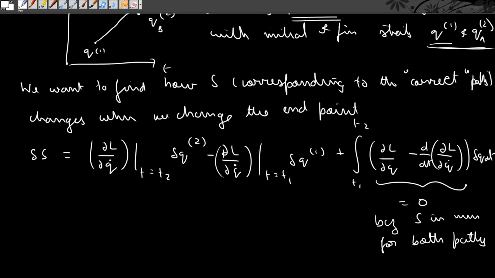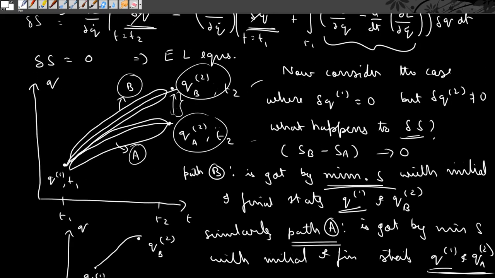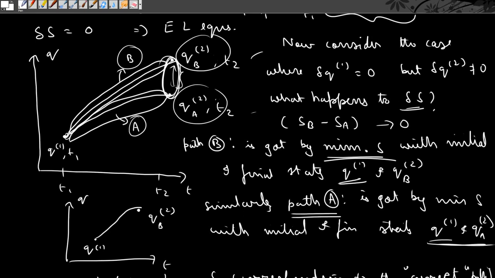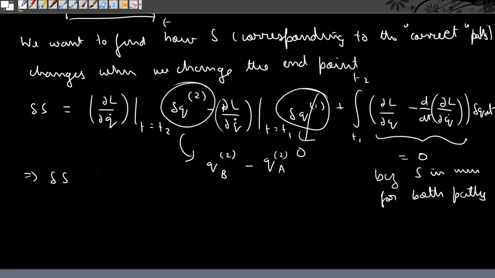Also, we have already said that our initial position is fixed, so the variation in the initial position is going to be 0. The initial position doesn't change, whereas our variation in the final position is given by q of 2b minus q of 2a, because here there is a finite variation in our final position, whereas there is no variation in our initial position. So this implies that del s is equal to dou L by dou q dot at t equal to t2 times del q of 2.